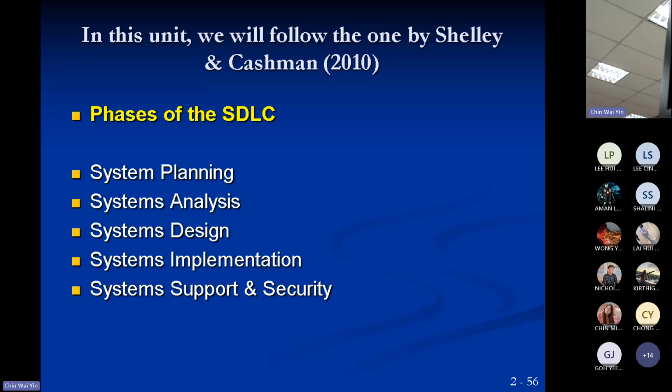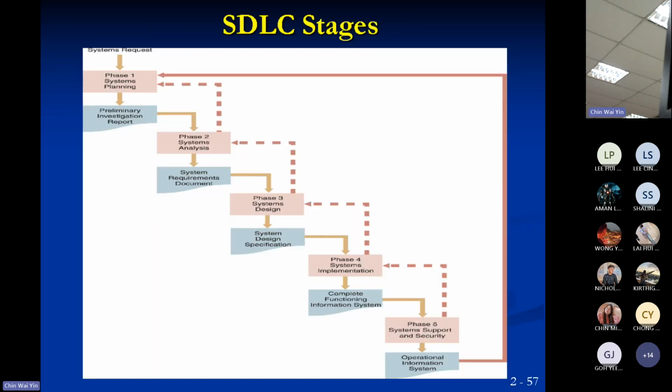But for exam purposes, when your question is related to the phases of SDLC, these are the 5 phases: planning, analysis, design, implementation, and support and security. So that we don't have multiple answers. This is the diagram, the view of these SDLC phases, again presented as a waterfall model.